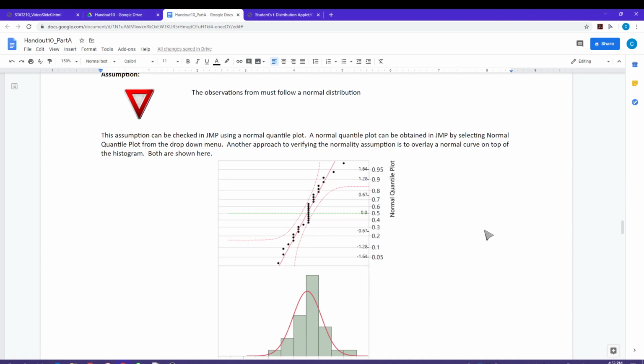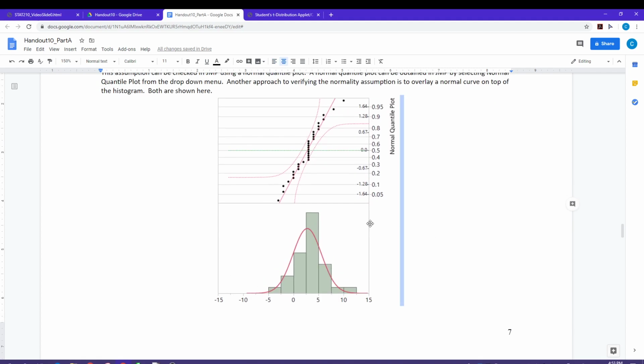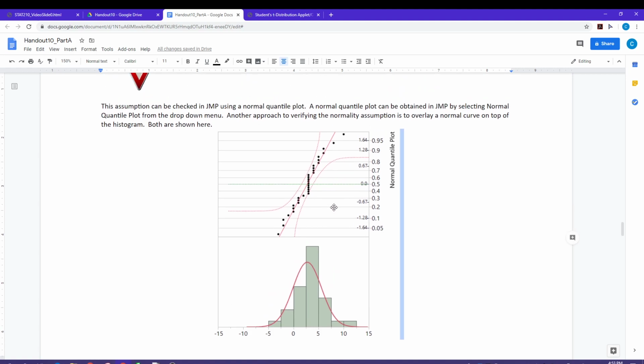So we covered those on the last handout. This data here, most of the points fall between these bands. So I'm going to say that my data is in pretty good shape. It's not exactly bell curve, but it's close enough.